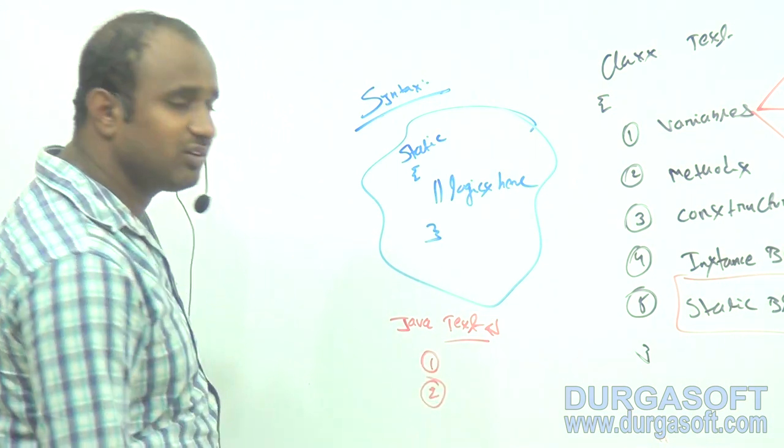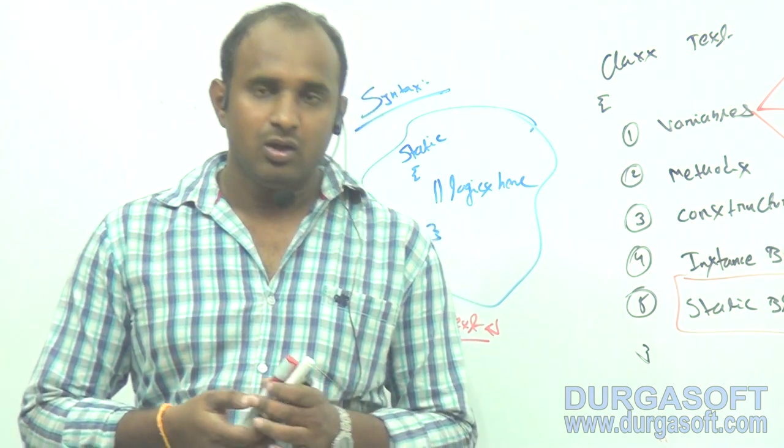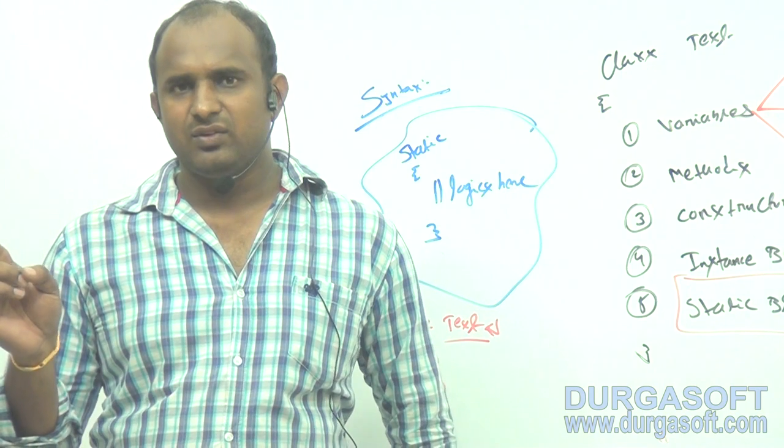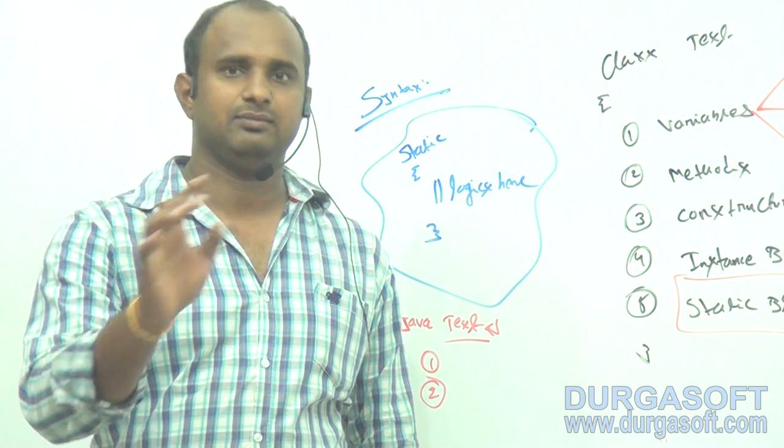JVM performs how many actions here? 2 actions. What are the 2 actions, Ratan? Action number 1: when we try to execute a particular class, first of all, the JVM loads the corresponding dot class file bytecode into memory.